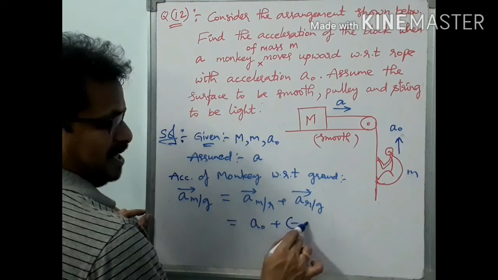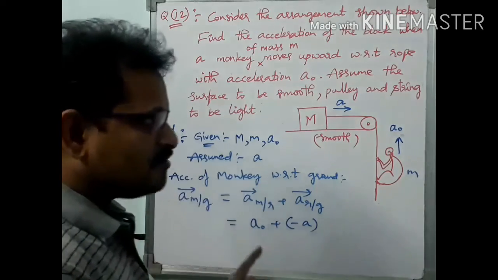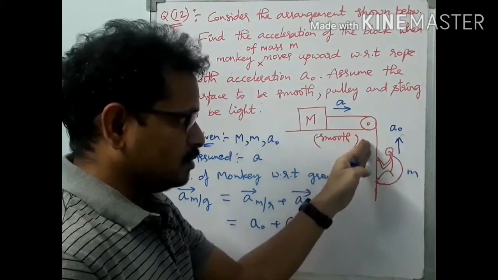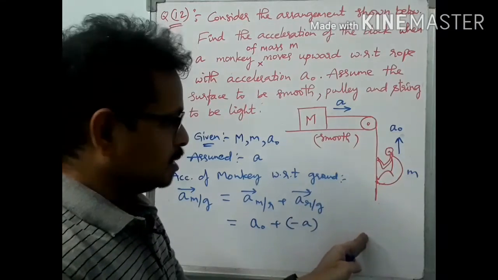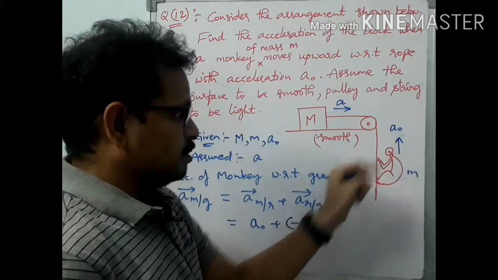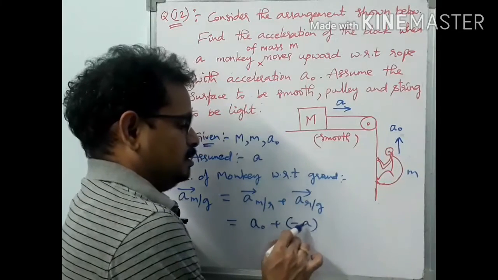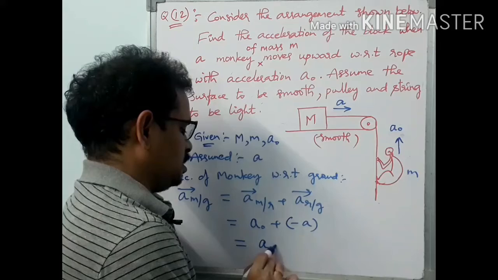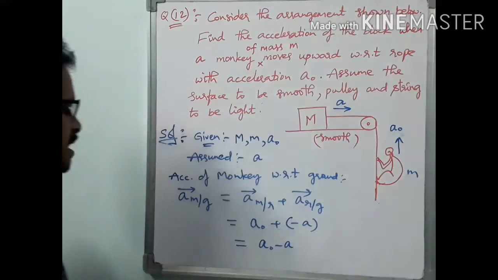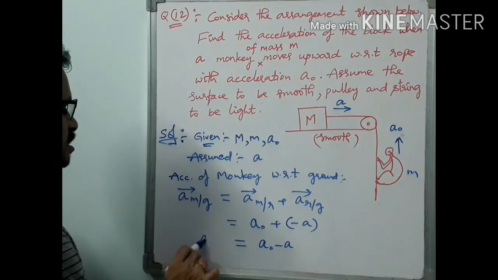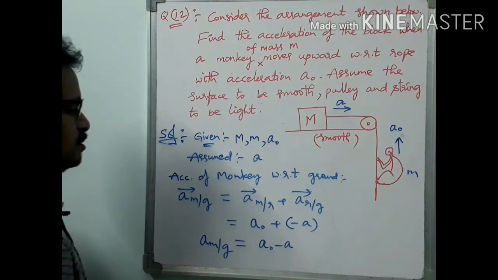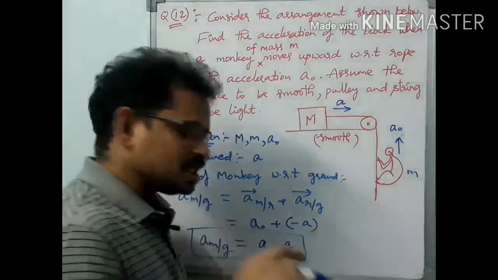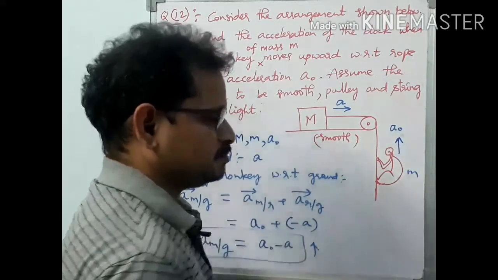So this is minus A. So the magnitude of acceleration of this rope is A only. With respect to the ground, A is coming down like this. Upward direction is taken as positive here, so we have to take minus A. So what is this? A naught minus A. What is A naught minus A? This is the acceleration of the monkey with respect to the ground. A naught minus A is in which direction? This is in the upward direction. Got it?